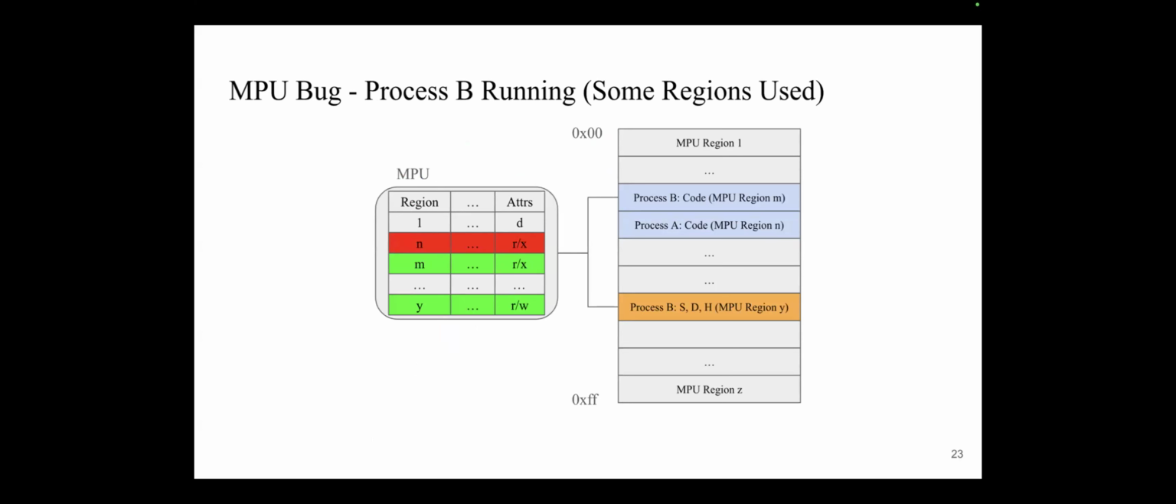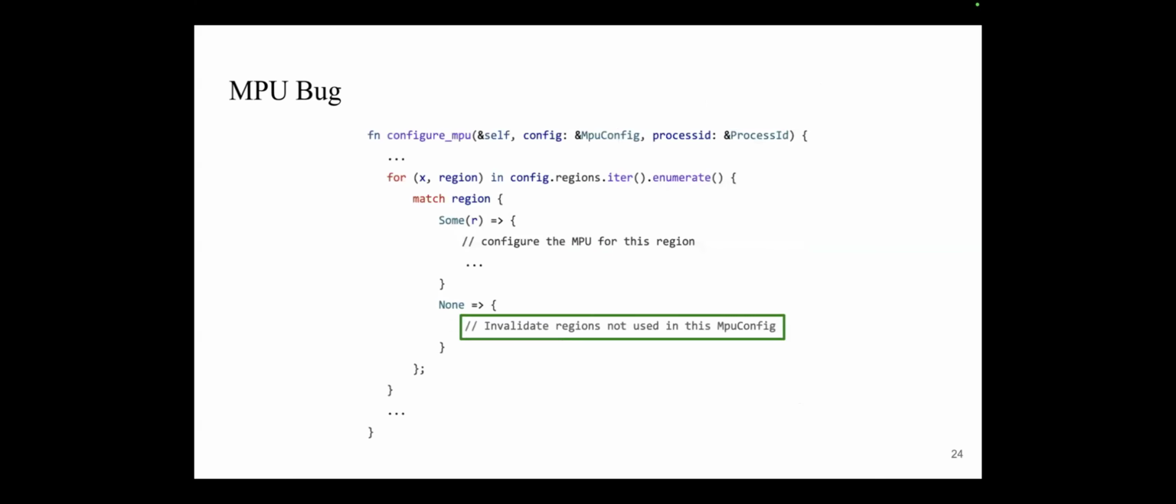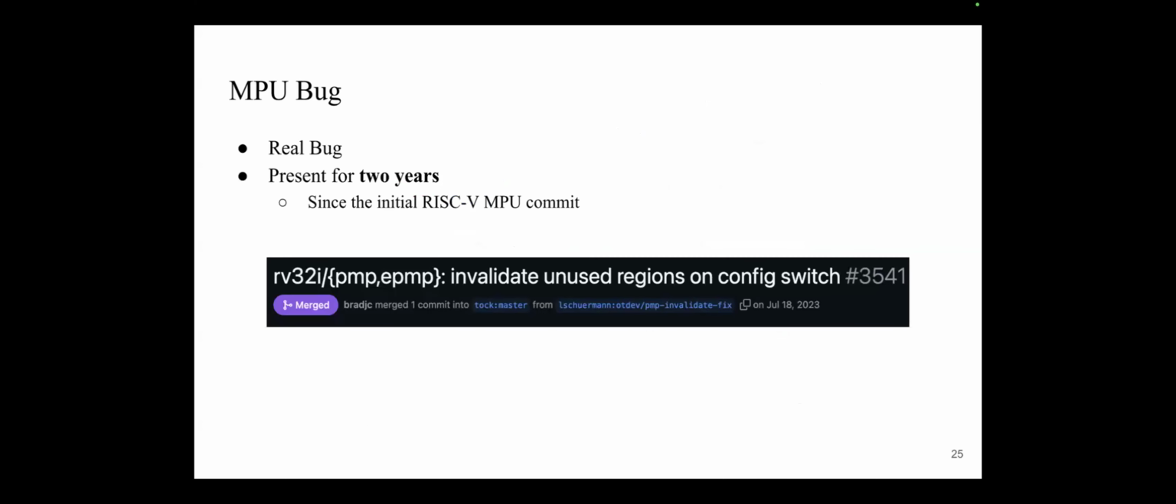This is a flagrant violation of memory isolation, because now as process B, I can read process A's code, or maybe, if it was a different region, read its stack or heap, which is bad. It turns out the fix for this is super simple, about 4 lines of code. It's just to invalidate regions that aren't used by this MPU config, so we don't have any left over from a previous process. This is an actual bug that was found in the Tock kernel.